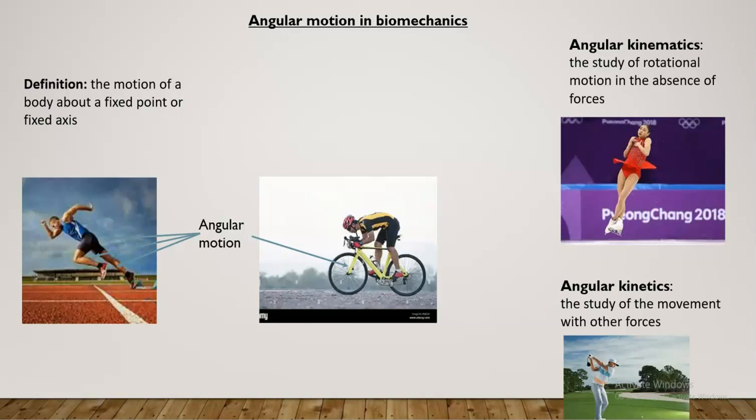Angular kinetics is the study of movement with other forces. This can be seen in a golf swing by analysing the athlete's muscular applied force, acceleration, and more to generate the angular motion of the golf swing.